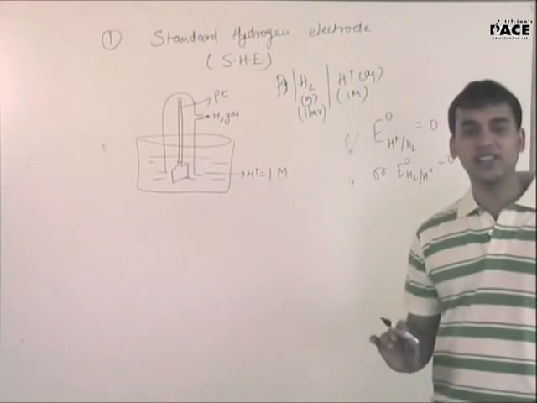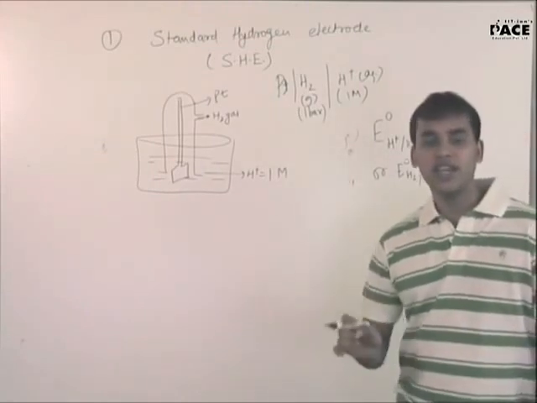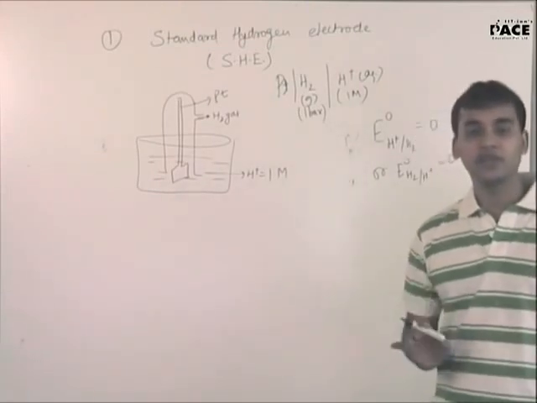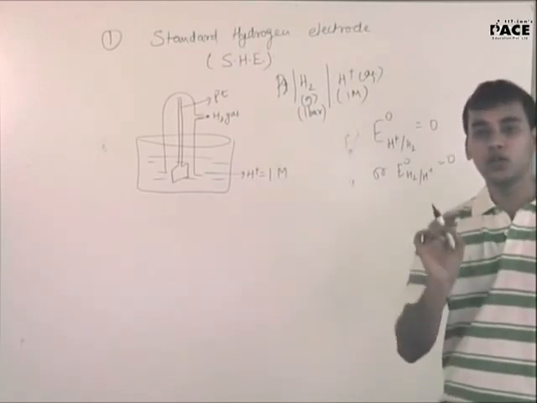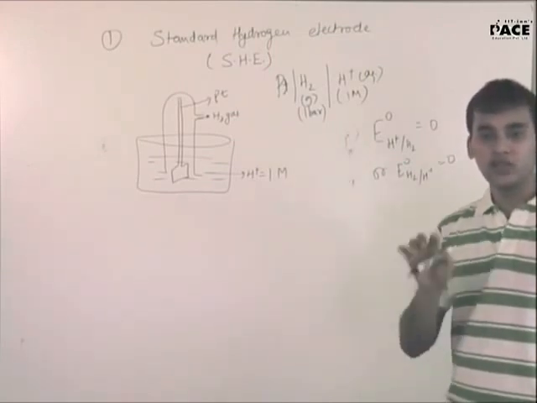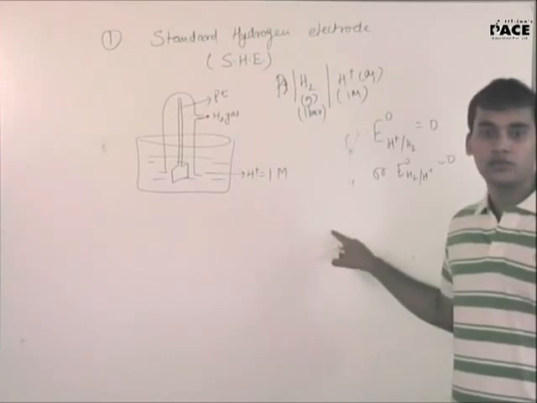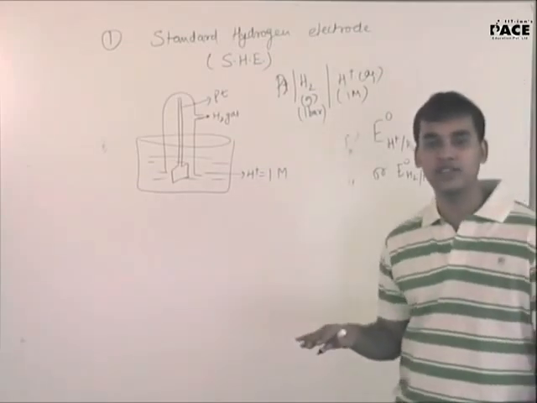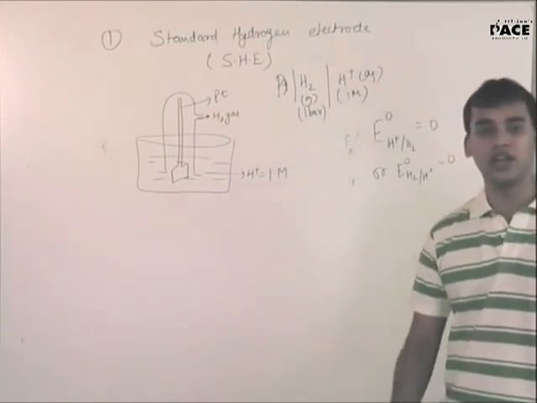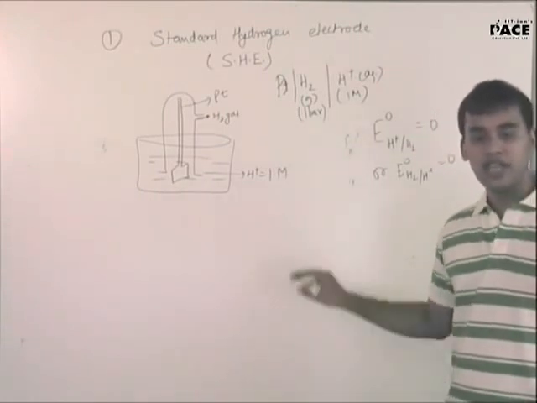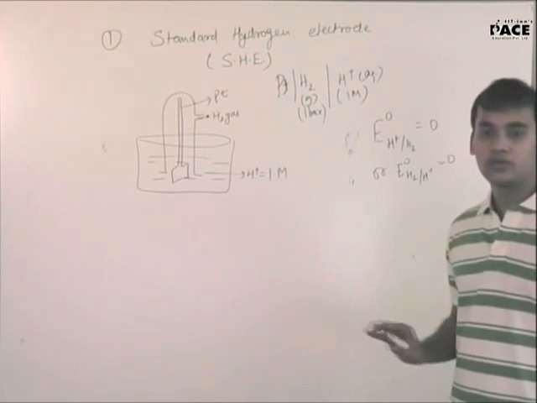So if something has a value of E naught, say if I am taking SRP, if something has an SRP of say 2 volts, then it is 2 volts with respect to hydrogen. Just like we assign a potential difference and we take the potential of ground to be 0, same thing, we are assigning this value to be 0. Clear?